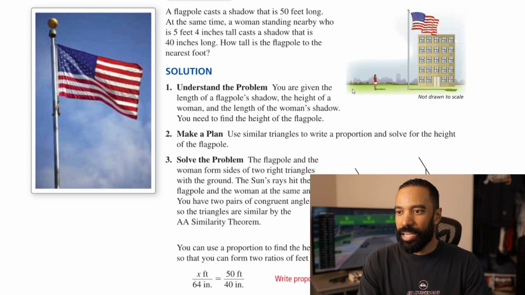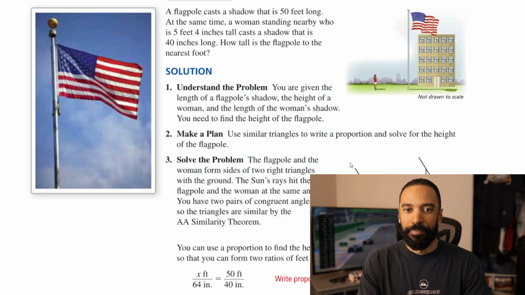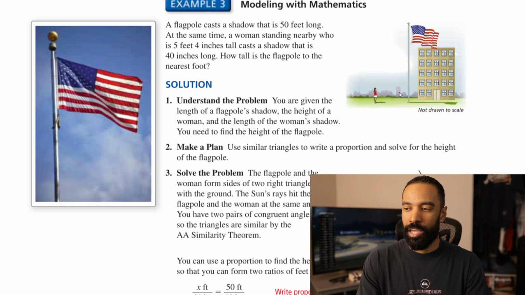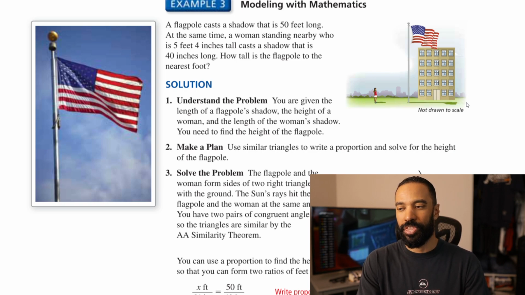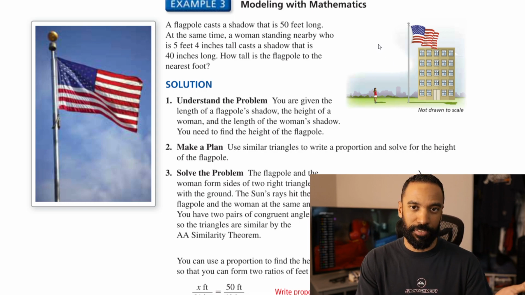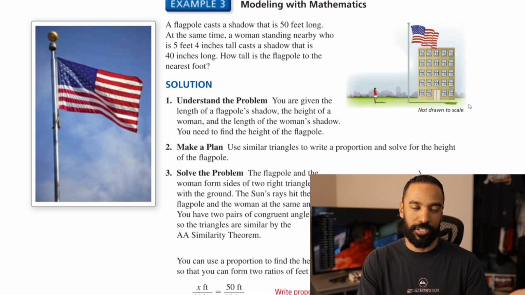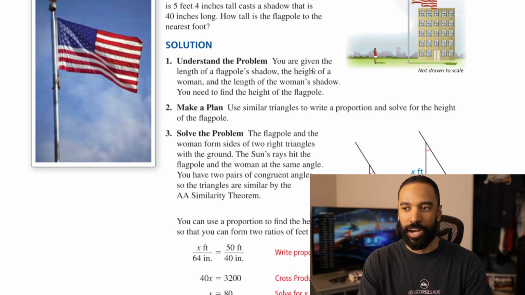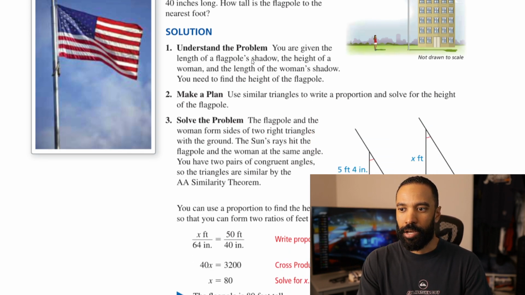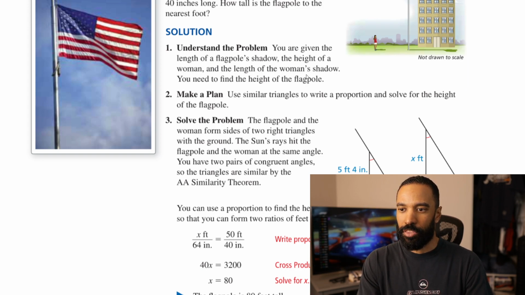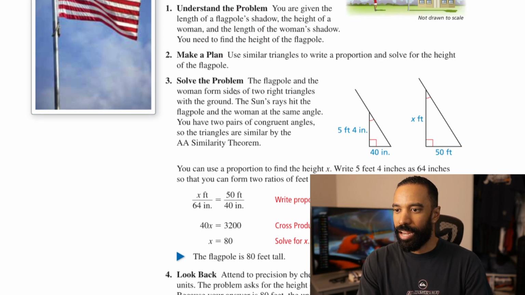So the idea of this kind of problem is that both the person and the flag are standing vertically, and they both have a proportional shadow because they're based off the same sun, and they are relatively in the same place on Earth. They're basically right there. So we're talking about the same angle of the sun hitting the shadow. You're given the length of the flagpole's shadow, the height of the woman, and the length of the woman's shadow.